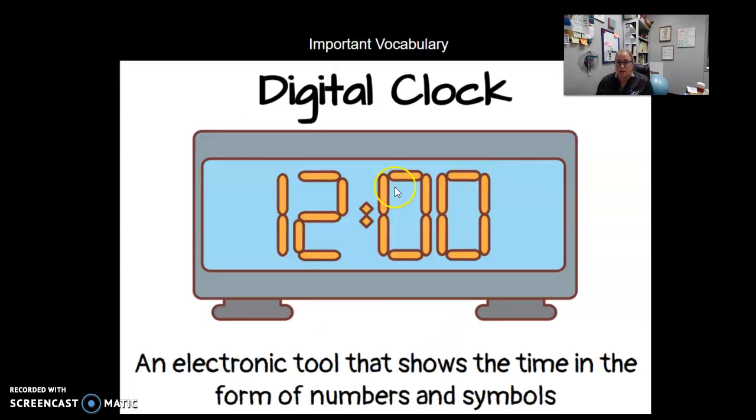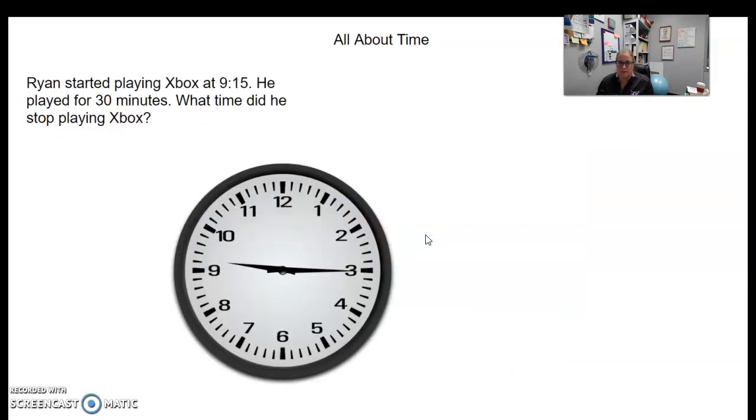The other kind of clock we have is a digital clock. Remember, a digital clock is an electronic tool that shows the time in numbers and symbols. Remember, the hours are on the left-hand side. We have our colon, which separates our hours and our minutes, and then our minutes are here on the right-hand side. So let's look at this question.